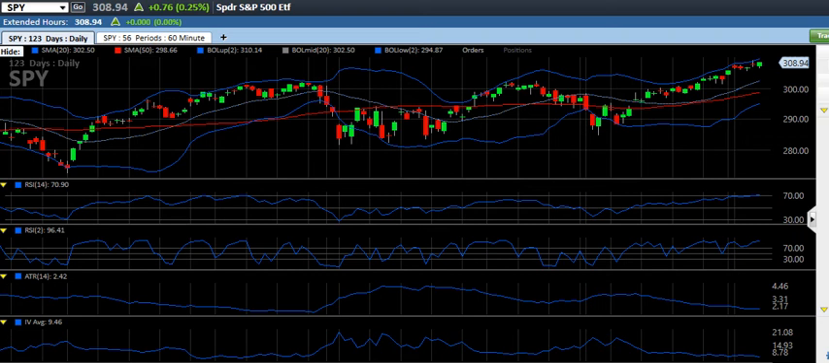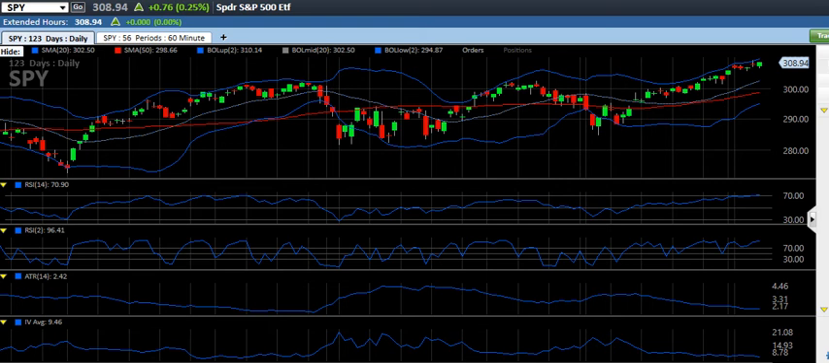And this chart shows you the 20-day moving average of the S&P 500, which is $302.50. You can see that the current price closed on Friday, November 8th at 308.94, and the 50-day moving average is 298.66.